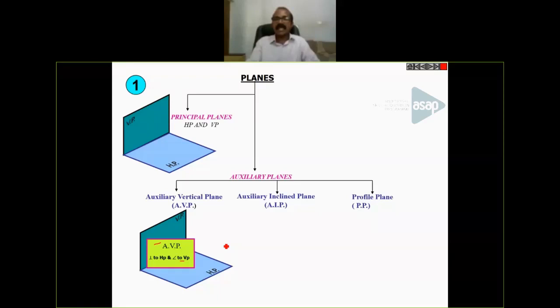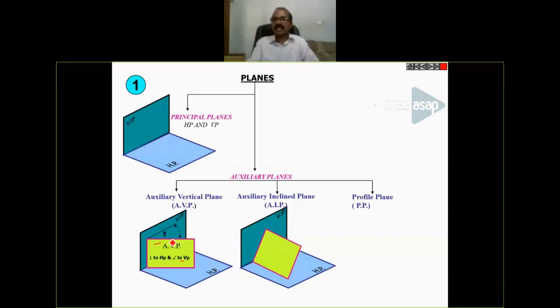Similarly, the auxiliary inclined plane, another plane. There also you have to consider the horizontal plane and vertical plane, and the auxiliary inclined plane is another plane perpendicular to the vertical plane and inclined to the horizontal plane. See the difference. In the case of the auxiliary vertical plane, the plane is inclined to the vertical plane, and for the auxiliary inclined plane, the plane is inclined to the horizontal plane. That's the difference. So both are perpendicular to the respective other planes.